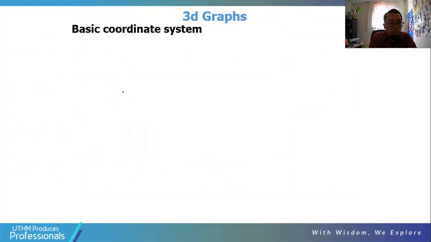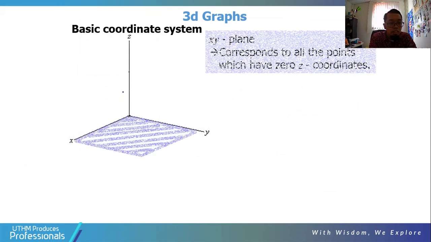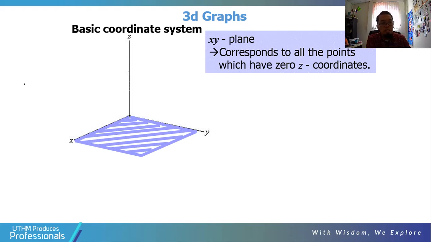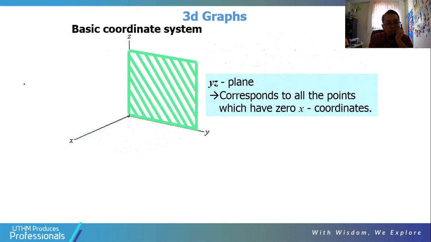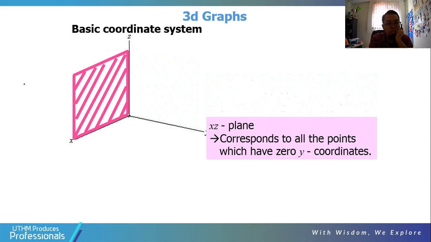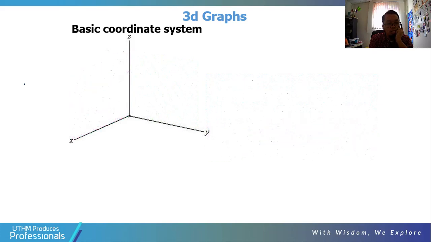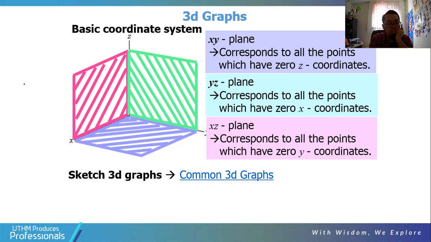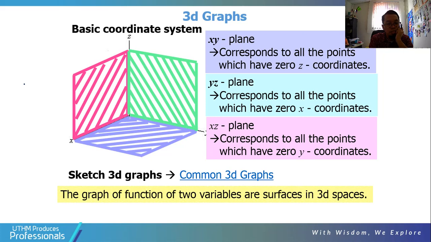Okay, this is how we do the 3D graph. The xy plane corresponds to all the points with z coordinate 0. The xy plane corresponds to all the points where x is 0 and y coordinate is 0. So it is the base coordinate. I will show common 3D graphs after this. The graphs of functions of two variables are surfaces in 3D space. It must be in three dimensions, with x, y, and z.